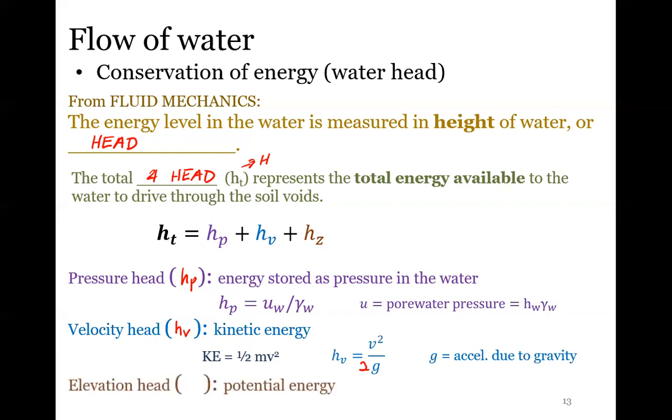And then we also have the elevation head, so HZ. So this is a potential energy. This literally is just where the water is according to some datum, like the ground, like the mean sea level, or it could be any datum, but it's that baseline measurement for all the comparisons.